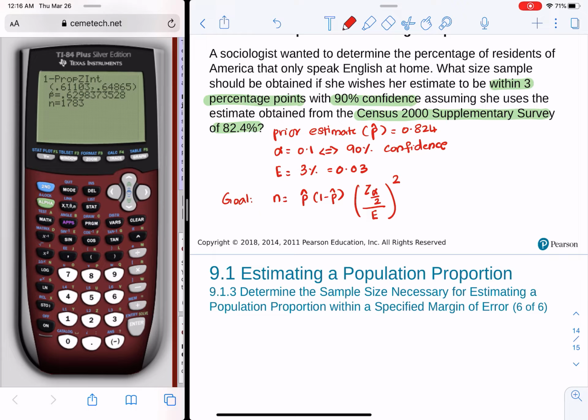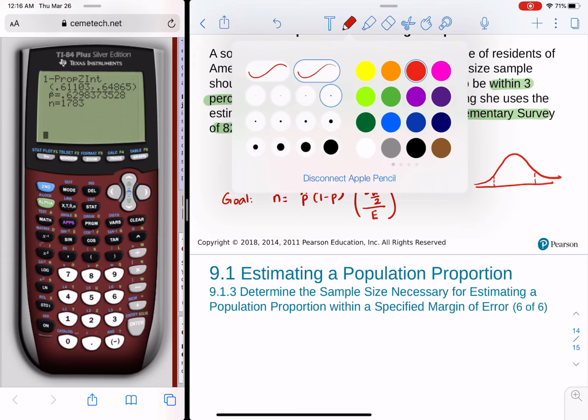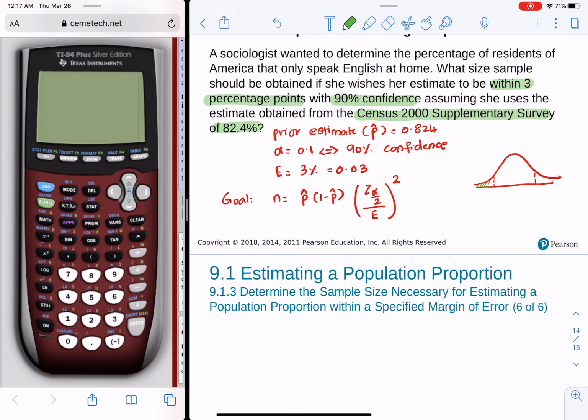So we have to find the critical value. The alpha that she intends to use is 0.1, which would imply the area on either side would be half of 0.1, which is 0.05 and 0.05. So our critical values, negative Z alpha over 2 and Z alpha over 2, would become negative Z sub 0.05 and Z sub 0.05, and we can make use of the calculator to find that value.